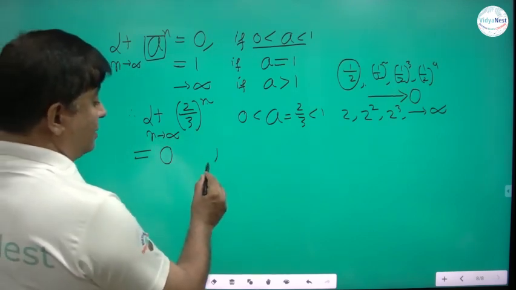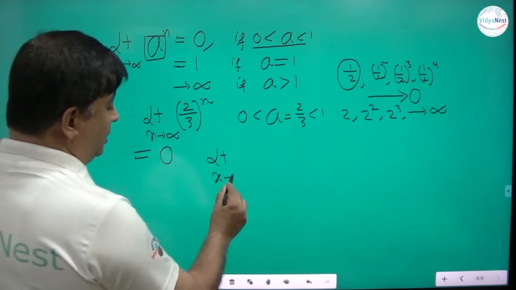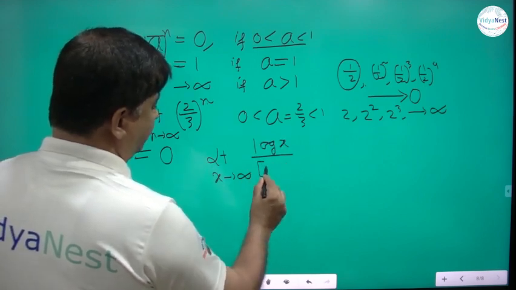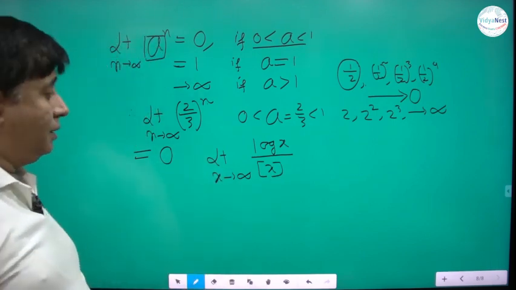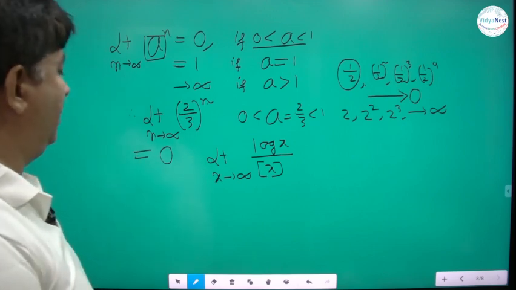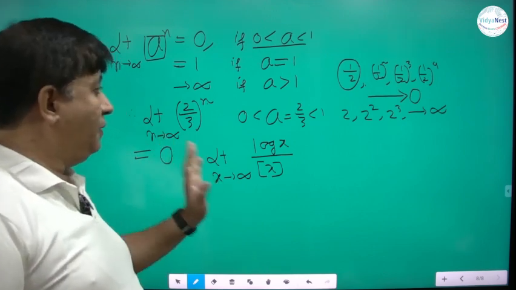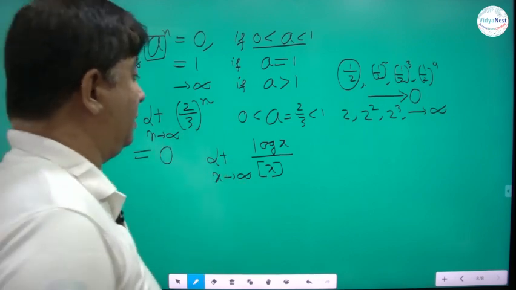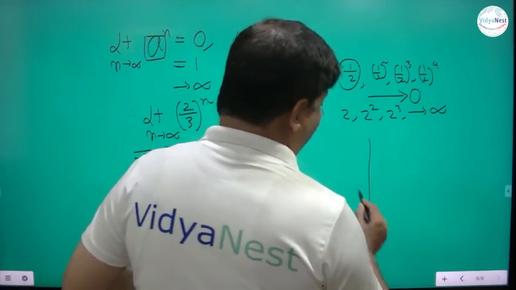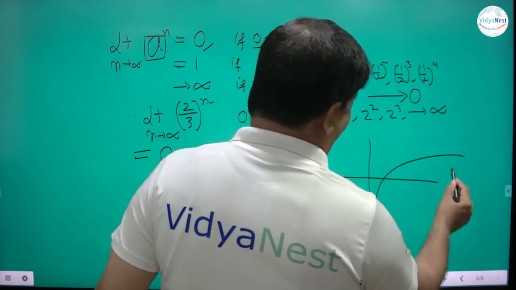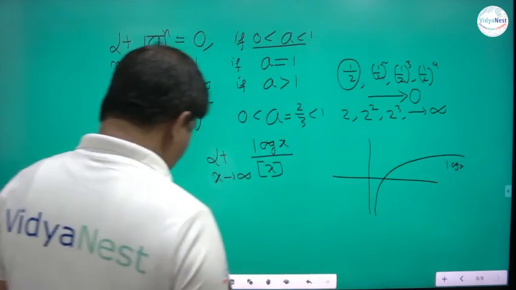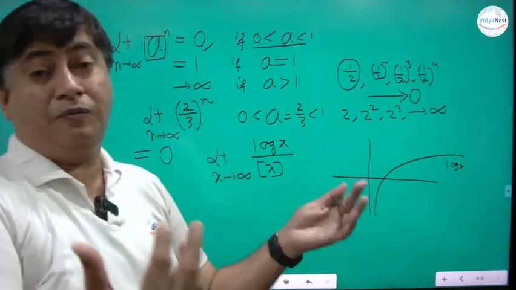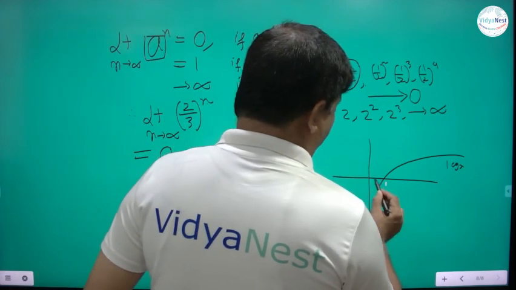Suppose a joint entrance level question. X tends to infinity, log x by box x. See, a total concept based question. If you want to find the limit, you need the graphical presentation of both the functions, which was already discussed. Log x's graph is what? It will be like that. Yes or no? And box x, I told you, is the horizontal slab of the staircase of your house. This.